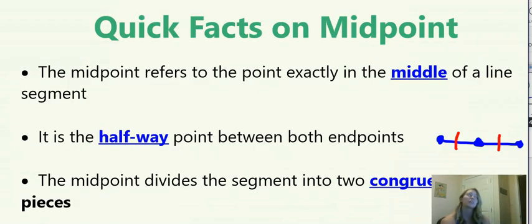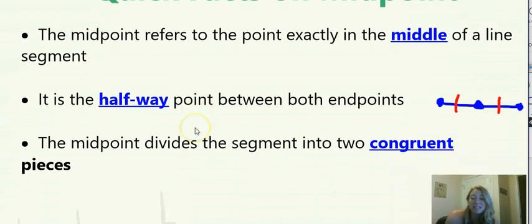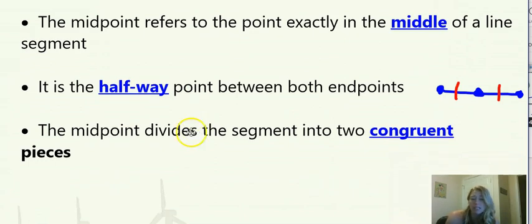So just some quick things to remember about the midpoint, right? The midpoint is going to refer to the point that is exactly in the middle of a line segment. So that means it is halfway between two endpoints, and we are dividing this segment into two congruent pieces. So if you see my picture that I've drawn up here, we have a segment. This midpoint in the middle has now made the left side congruent to the right side. So that's kind of what a midpoint does.